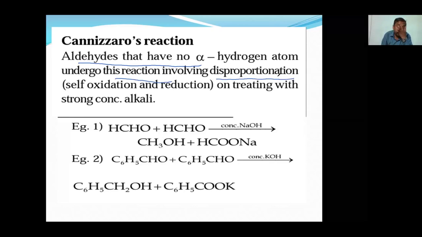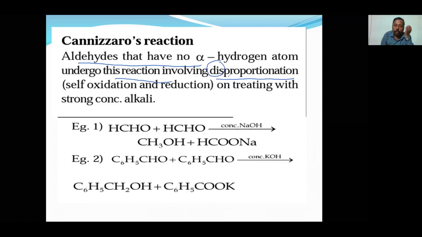Which reaction? Disproportionation. Okay. It is also called a self-redox. One molecule will undergo oxidation, another molecule will undergo reduction. See here, this has no alpha carbon. This is an aldehyde. Now it is not connected to any other carbon. So no carbon, no alpha hydrogen, Cannizzaro reaction. Okay. So 2 moles of formaldehyde.